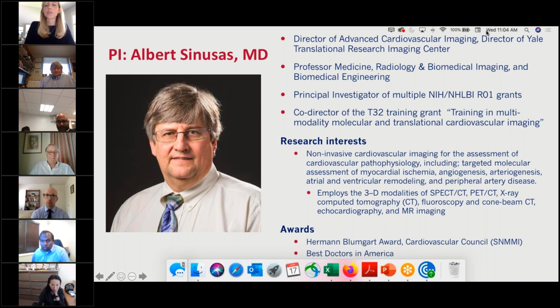He holds numerous awards, but just to mention two here, he received the Herman Blumgart Award from the Cardiovascular Council, as well as many years being one of the best doctors in America.